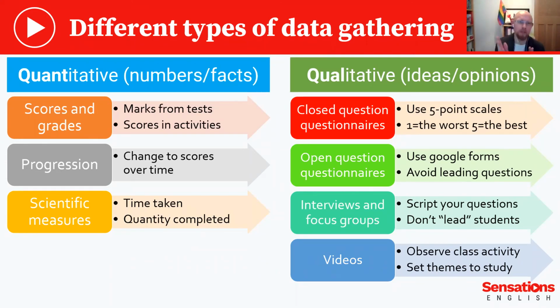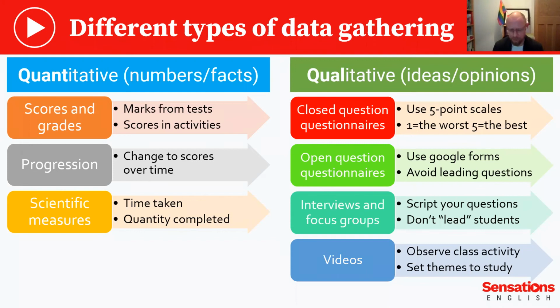There's basically a division into two sets: quantitative, which is about numbers and facts somehow, and qualitative, which is stuff you can't really put into numbers, like ideas and opinions, but there is a way to numeralize them so that you can display them in graphs or something. So on the quantitative side, scores and grades, marks from tests or scores in activities, progression, changes to scores over time, and scientific measures. By this I mean stuff like the time taken to do something, or the quantity of something completed, and how it might be relevant to your work.